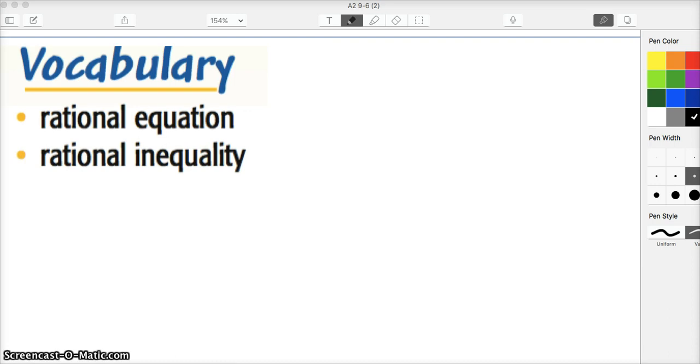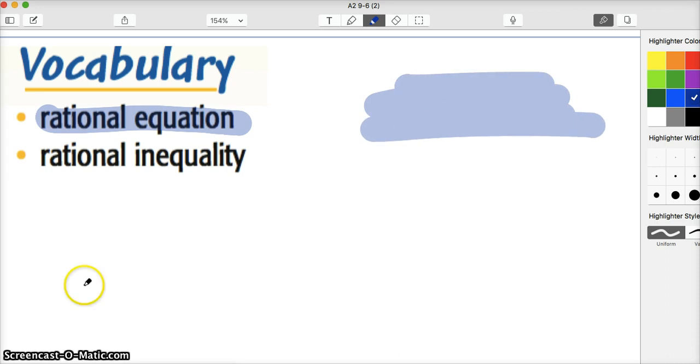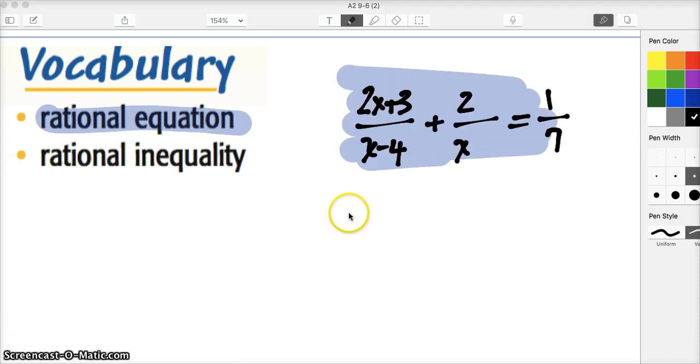So here's our vocabulary. We only have two terms we need to know about, which is what is a rational equation and what's a rational inequality. So let's get started. A rational equation is going to look like this. It will basically be an equation where you have rational expressions occupying parts of the equation. So basically what we've been working with before, the rational expressions, but with an equal sign, all right? And we'll be expected to figure out what x is.